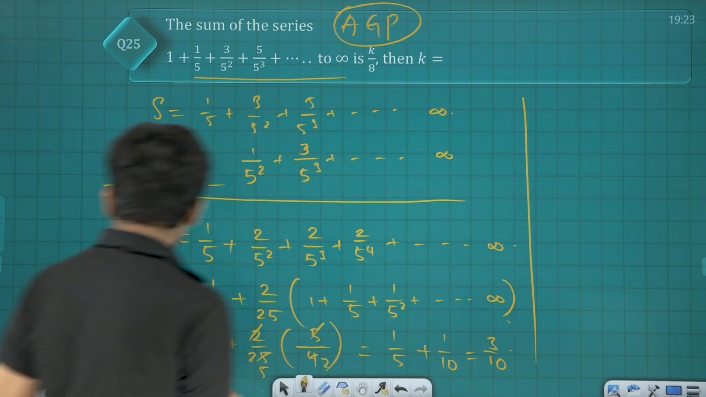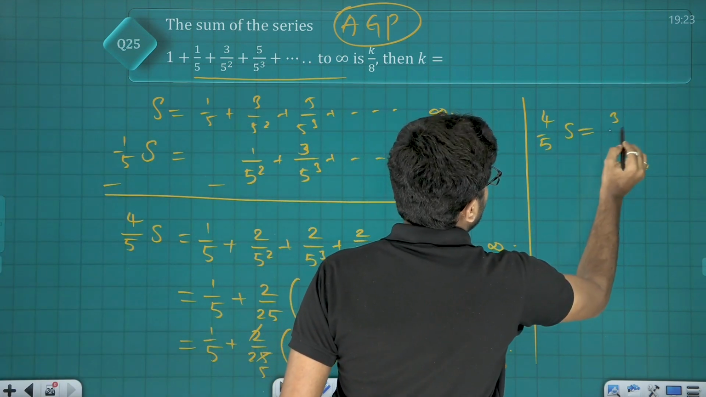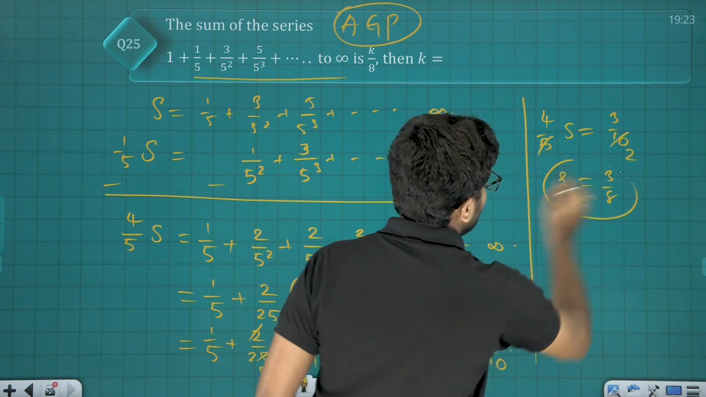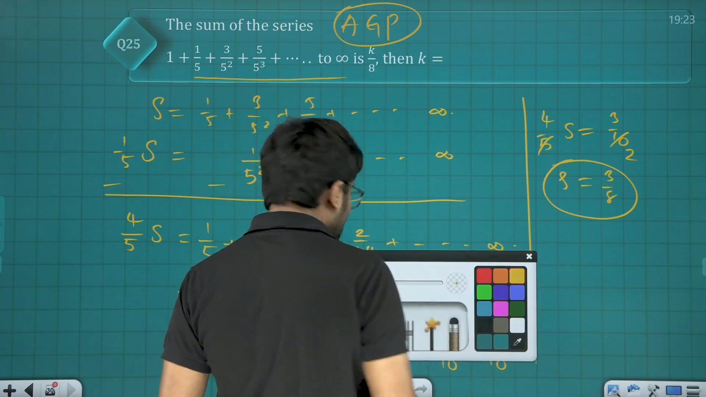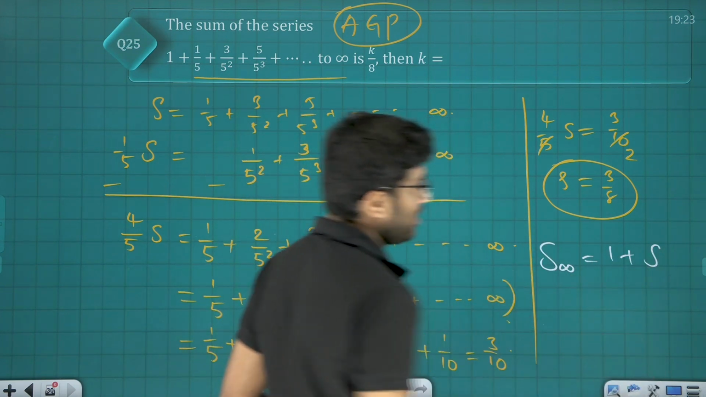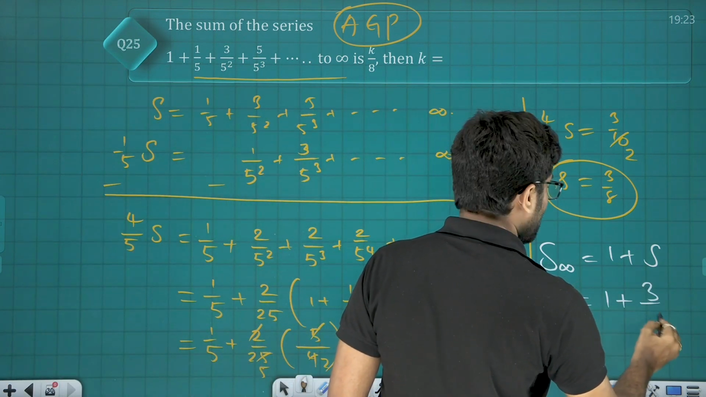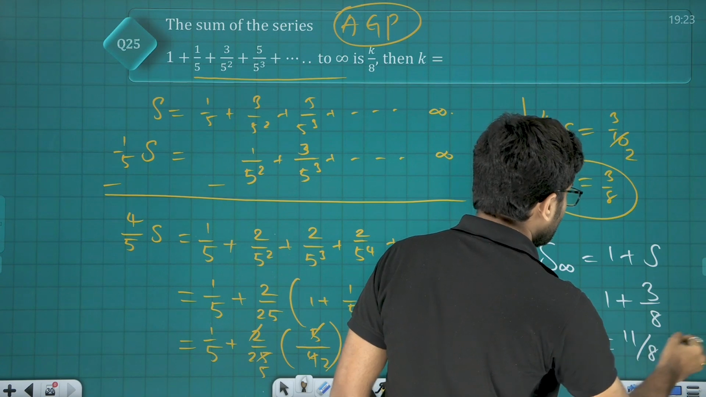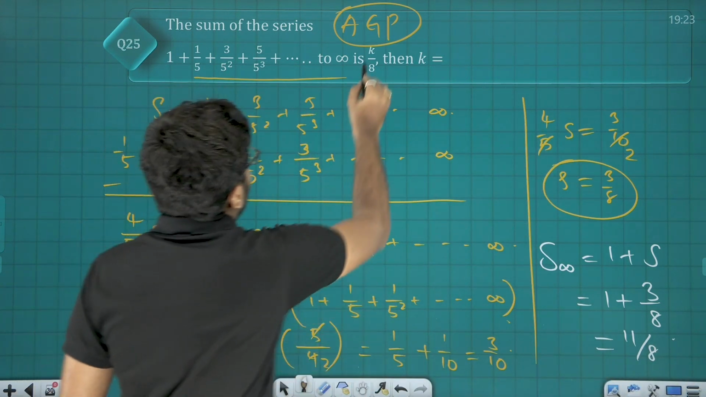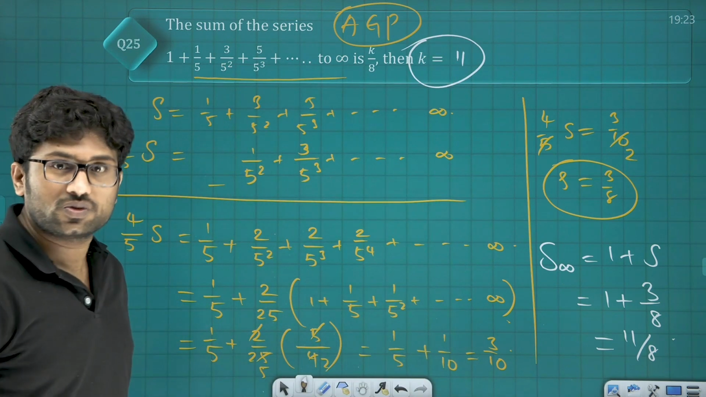Now finally what we have? 4 by 5 times S is equal to 3 by 10. So S is equal to 3 by 8. But required is S infinity. This S infinity is equal to 1 plus S, friends. 1 plus 3 by 8, which is 11 by 8. 11 by 8, but they have given k by 8. So k is equal to clearly 11. k is equal to 11.